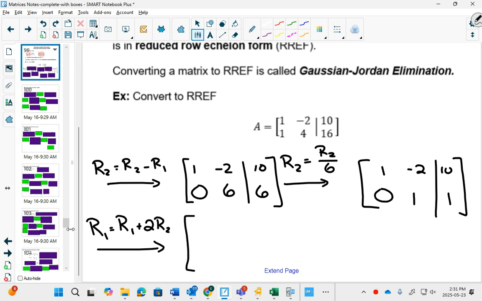So this time, in my instructions here, I'm changing row 1, so I can keep my row 2 the same, which is nice because that's what it's supposed to be. And row 1 plus 2 row 2s, this would stay a 1. And row 1, negative 2 plus 2, that becomes a 0. And row 1 plus 2 row 2s, this becomes a 12. And from this, we can easily say that x has to be 12 and y has to be 1.